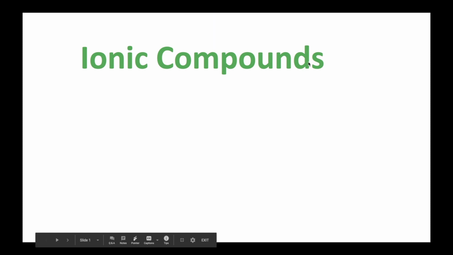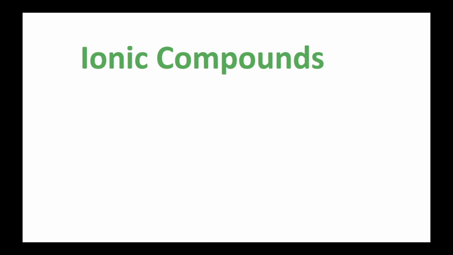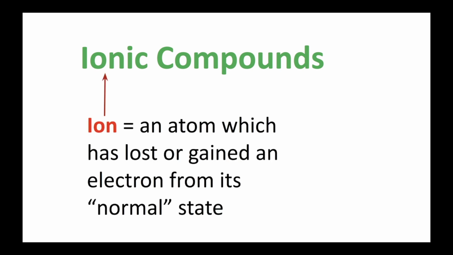All right, grade 10s, we are going to start learning about ionic compounds. If you don't know what those words mean, well, we're going to learn them. So an ion is an atom which has lost or gained an electron from its normal state. Now, you already know how to figure out how many electrons an atom normally has. That's what you've been practicing last week. And so if an atom has a different number of electrons than what you might expect, then it's called an ion.